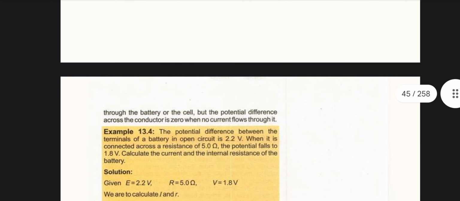Thus, the EMF gives the energy supplied to unit charge by the cell, and the potential differences across the various elements account for the dissipation of this energy into various forms as the unit charge passes through these elements. The EMF is the cause and potential difference is its effect. The EMF is always present even when no current is drawn through the battery or the cell, but the potential difference across a conductor is zero when no current flows through it.